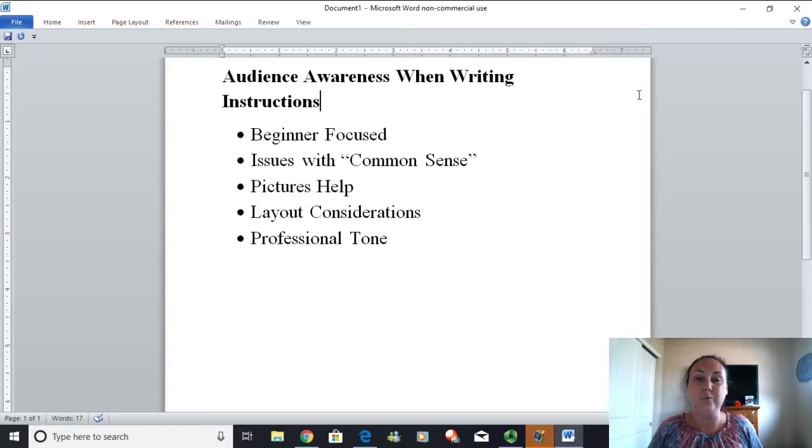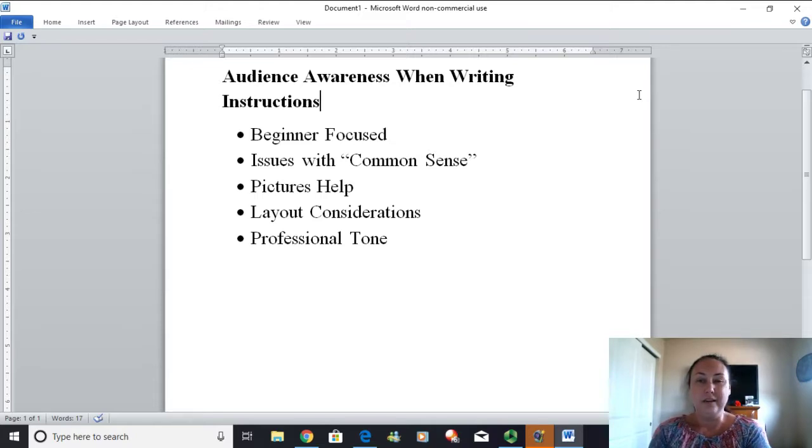You don't want to assume that someone is going to just get or understand what it is that you're telling them to do. You want to break it down. So even if they truly don't understand, they can still follow the instructions and get whatever it is accomplished.